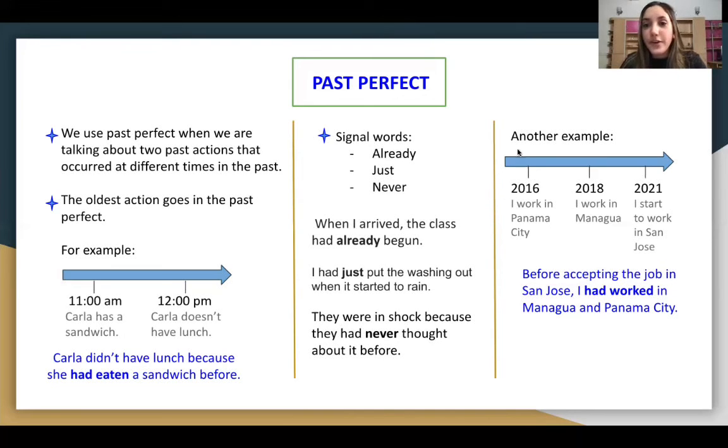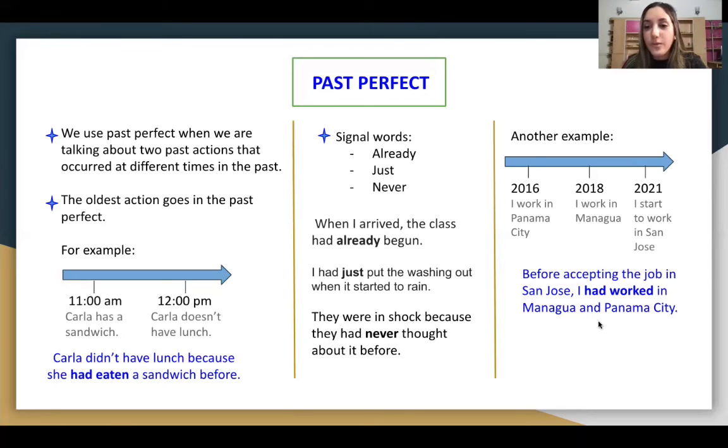So we have here another example. In 2016, I worked in Panama City. In 2018, I worked in Managua, and in 2021, I started to work in San Jose. The correct way to explain this is by putting the oldest action in past perfect, and it looks like this. Before accepting the job in San Jose, I had worked in Managua and Panama City.